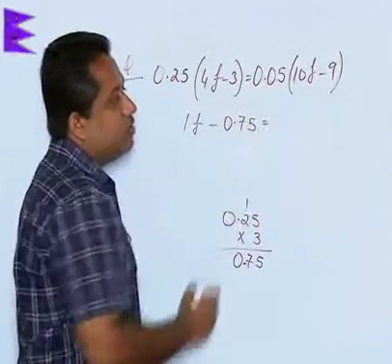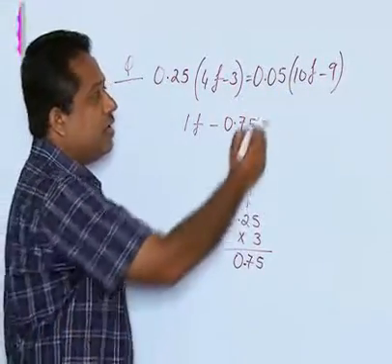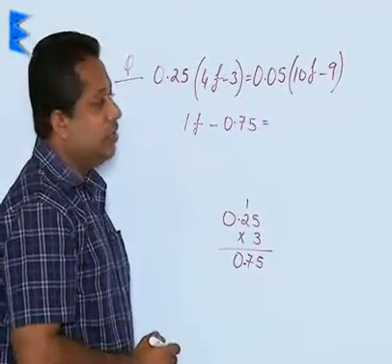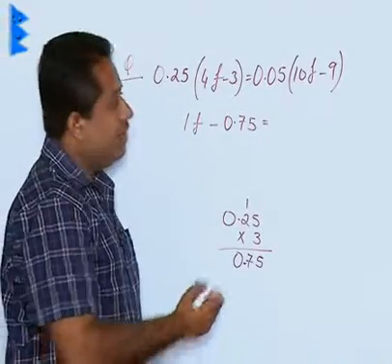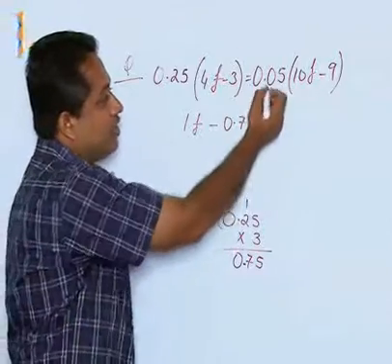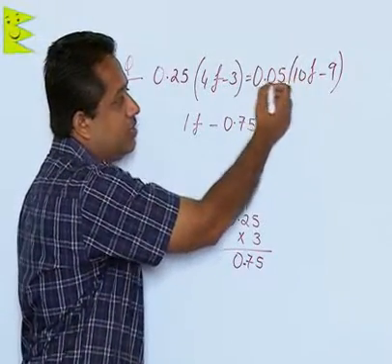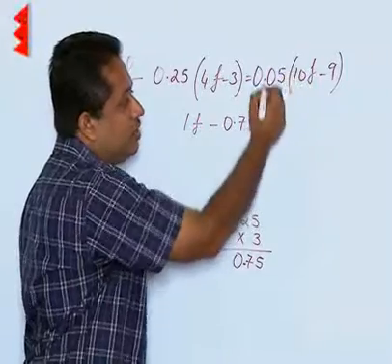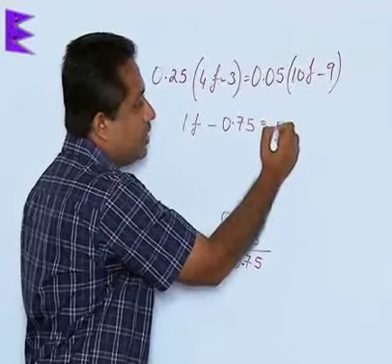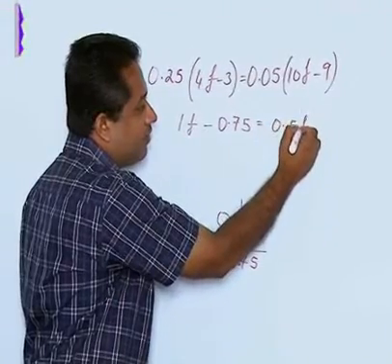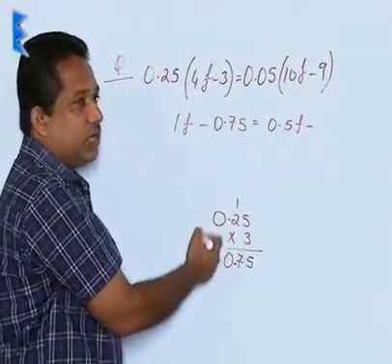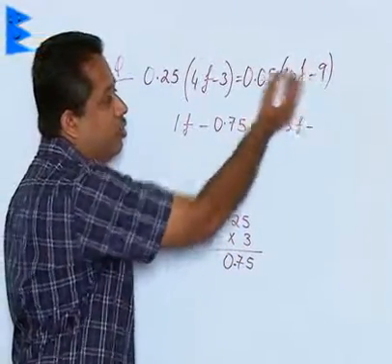0.05 into 10. Now this multiplication is easy because whenever we are dealing with multiplication with tens, hundreds and thousands, we don't have to actually multiply. We have to shift the decimal to the right side. So here when it is multiplied with 10, 0.05 into 10, you just have to shift the decimal one place to the right. So this is going to be 0.5f minus, repeat the procedure as I showed here, 0.05 into 9.